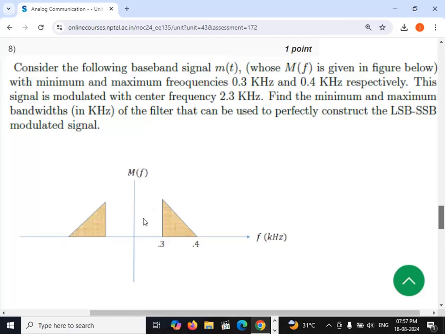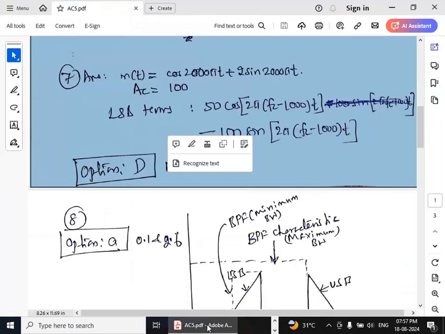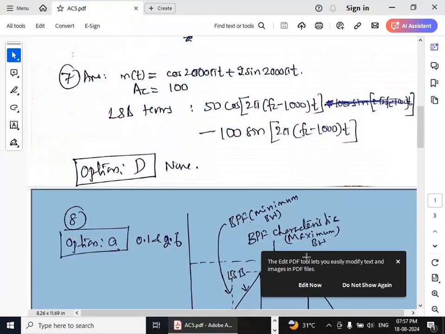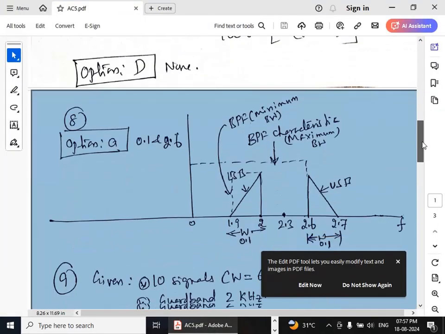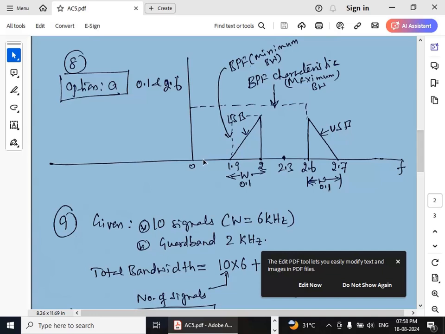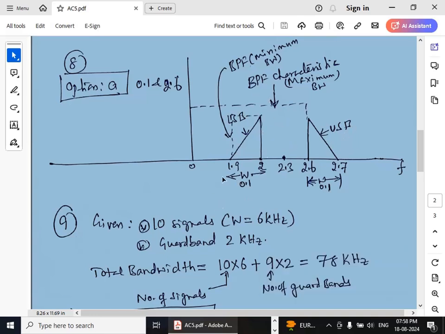So next, eighth question. This is the given spectrum of the message signal. We need to find the minimum and maximum bandwidth of the filter. I have shown here one side of the spectrum. This part is USB and this part is LSB. We want only the LSB part. You can see here the bandwidth.